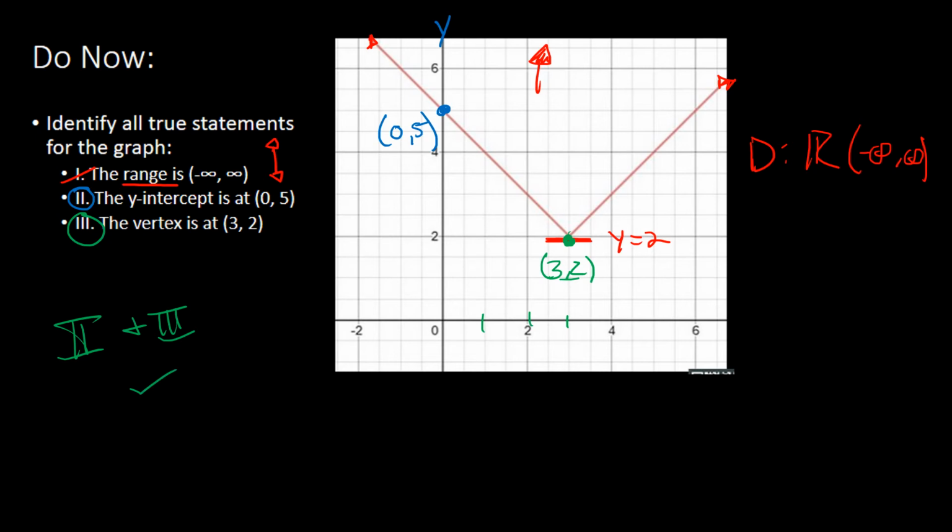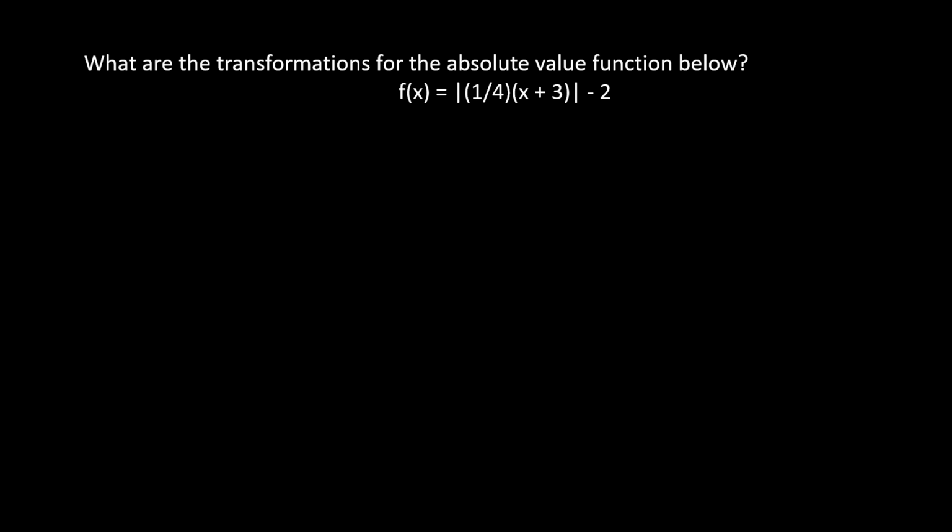Very cool, very cool. Okay, just to refresh our memories on how to analyze these. So this one is saying what transformations is the absolute value function below. So if we saw this as f of x equals the absolute value of 1/4, okay, x plus 3 minus 2. This looks very similar to what we've been doing, and we follow the same rules. The only difference is this 1/4, the position is a little different. We're used to seeing it out here. But it means the same thing. It's just they multiplied it in. You're still going to treat it the same way.